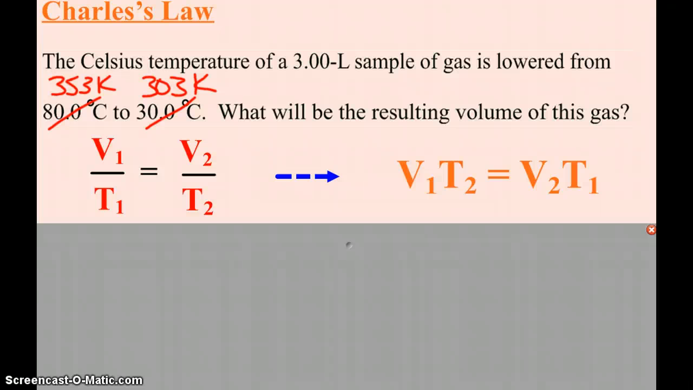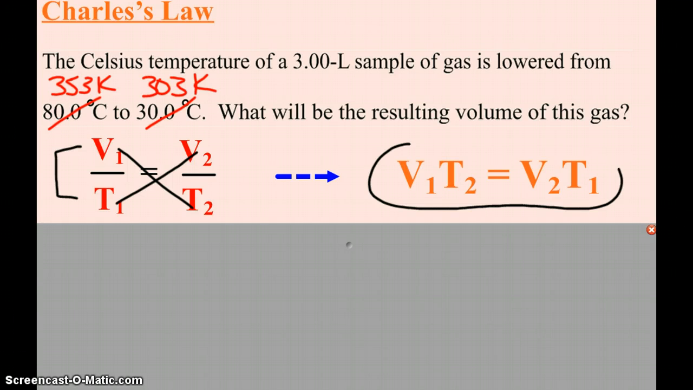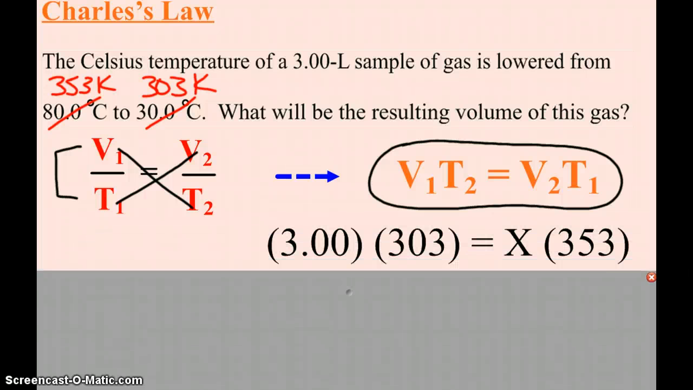So here's my direct relationship setup. You're free to use that setup, but when you solve the problem, the first thing you have to do is cross multiply. So a lot of people prefer to set up the equation like that. And so here we're going to plug our numbers in.